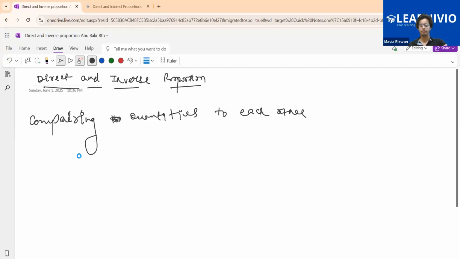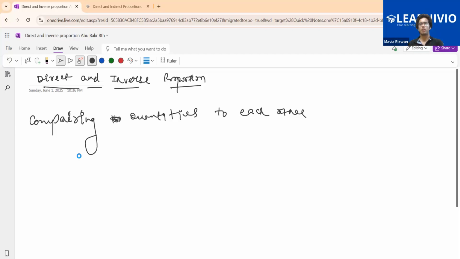Abubakar, are you there? Can you hear me? Yes. See, I was explaining that when I'm increasing the number of pens, the price is also increasing. Not a single pen, but the total money I have to give is also increasing, right? So is this clear, first of all, what is direct proportion? When I increase one quantity, the other also increases. Is this clear, Abubakar? Yes, sir.